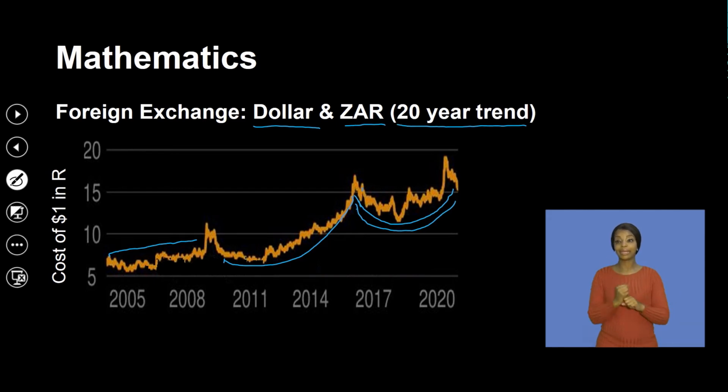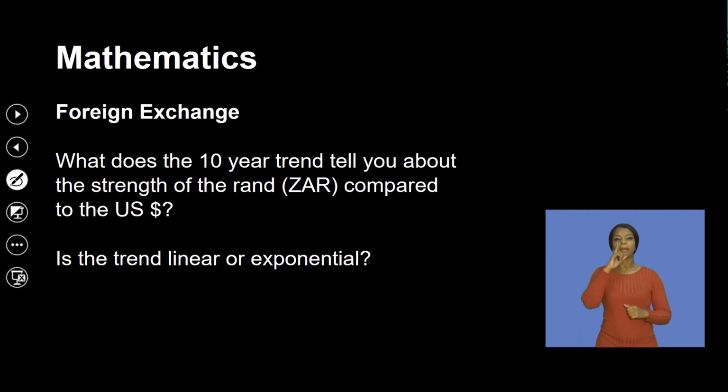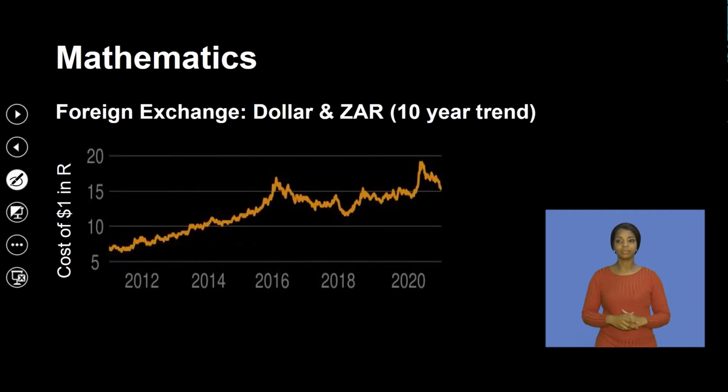Now let's narrow it down and look at a 10-year trend. With the 10-year trend, the graph will look something like this. Now I can see a clearer trend in terms of what is happening with the foreign exchange. It looks a bit more linear now, a bit flat, and even here it looks a bit parabolic, but not that much. So it's closer to being linear. Meaning, if I look at a shorter trend of the foreign exchange between a dollar and a South African rand, I can get a closer look at what is happening.